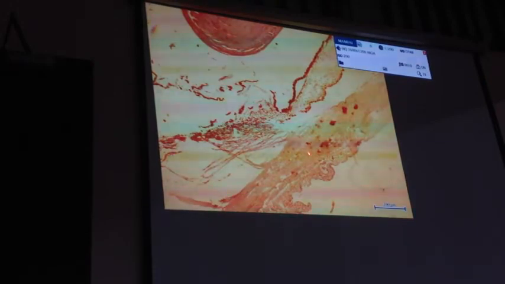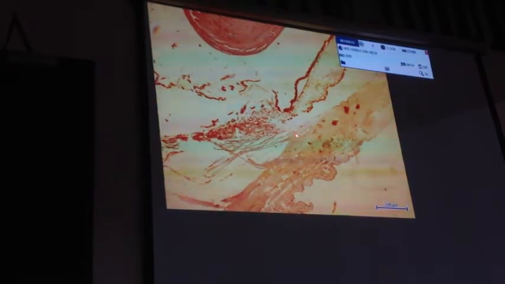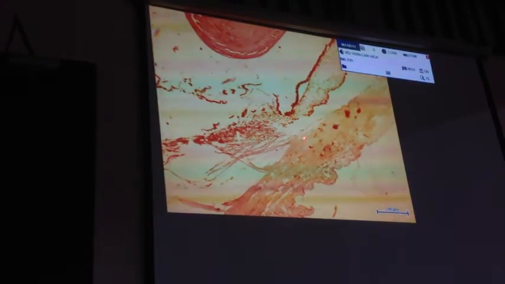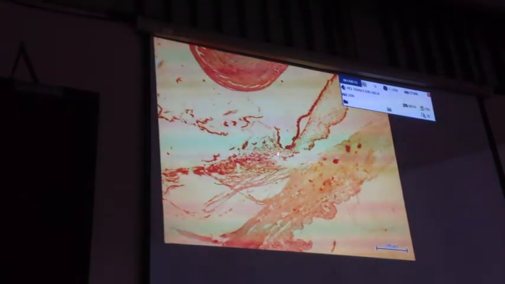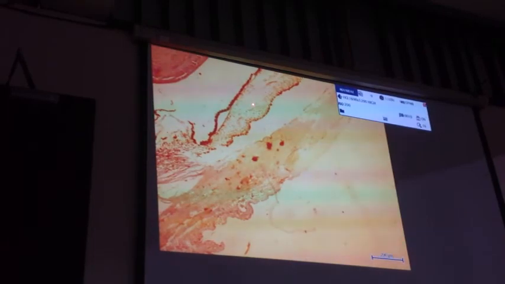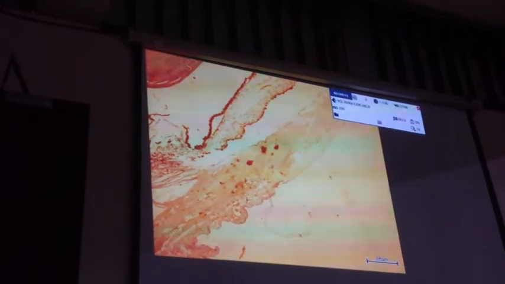Identify the area pointed. Limbus. How about that structure pointed? Canal of Schlemm. How about that structure? Iris. Ciliary body. And then how about that structure? Iris.